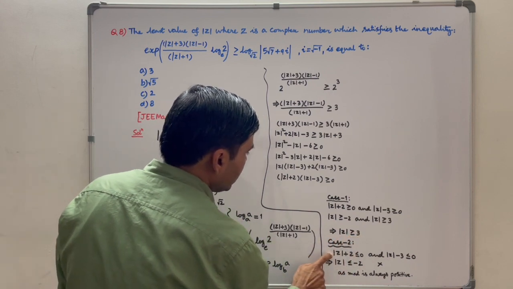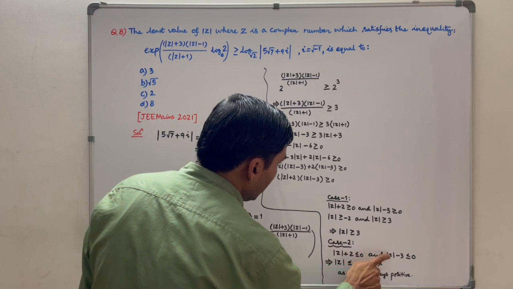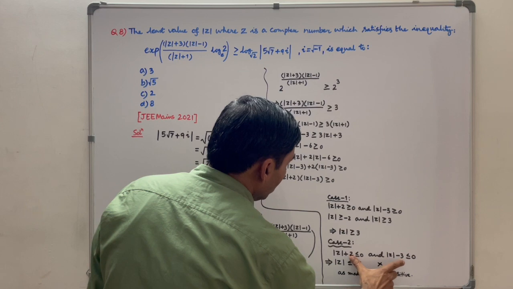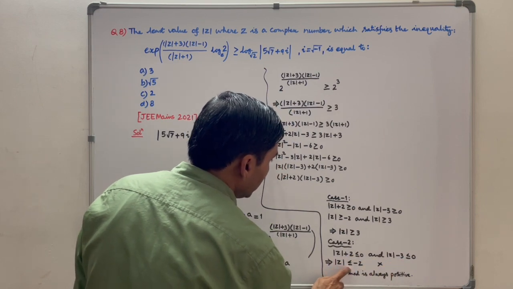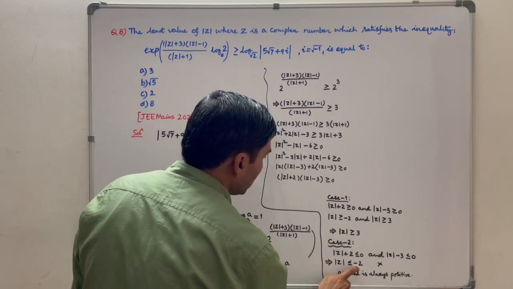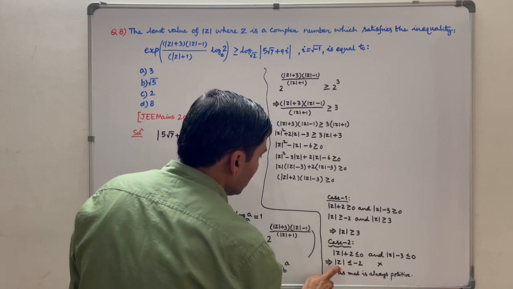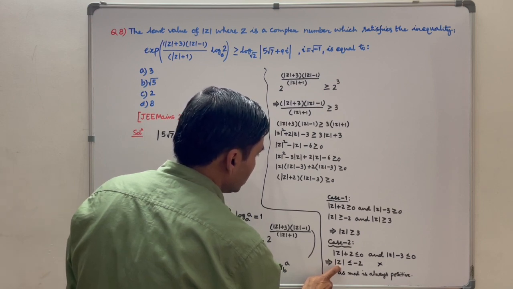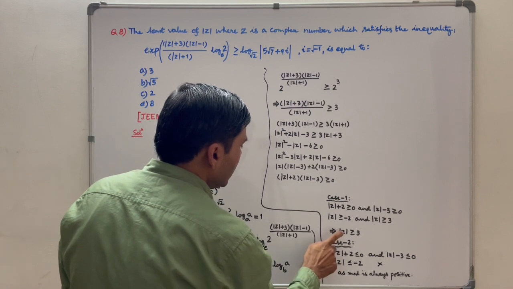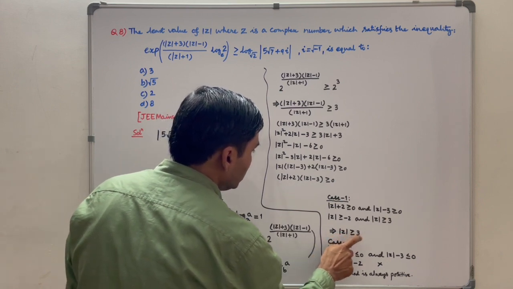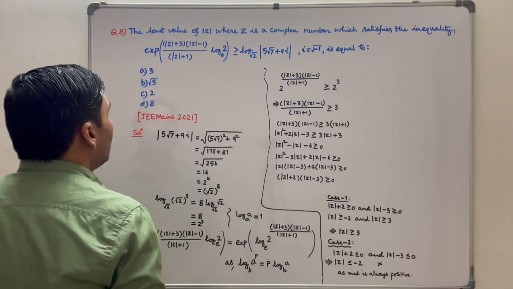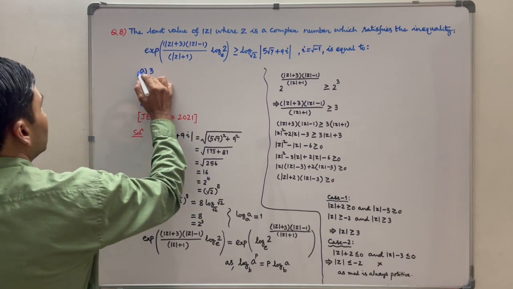In case 2, mod z plus 2 is less than or equal to 0 and mod z minus 3 is less than or equal to 0. If we combine both, we can say that mod z is less than or equal to minus 2, which is not correct, as we know that mod is always positive. So mod z should be greater than or equal to 0. So in this case, we will not get any solution. So finally, we can say that mod z is greater than or equal to 3. So minimum value of mod z will be equal to 3. So option A is correct.